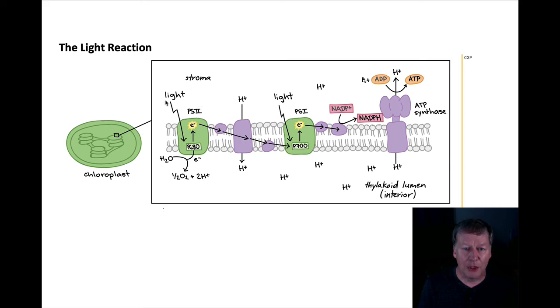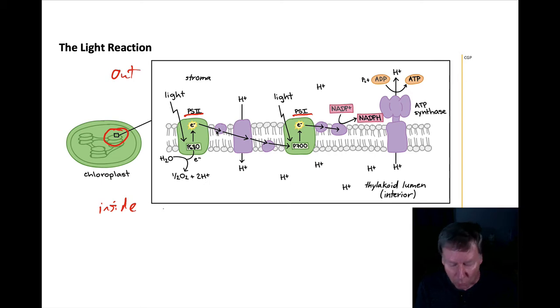In the light reaction, we are working in the thylakoid membrane. So you can see right here, we've got a thylakoid and we're in the membrane. So this is outside the membrane in the stroma, and this is inside the membrane, inside the actual thylakoid. Embedded in this membrane are two photosystems. One of them is called photosystem number 2. The other is photosystem number 1.